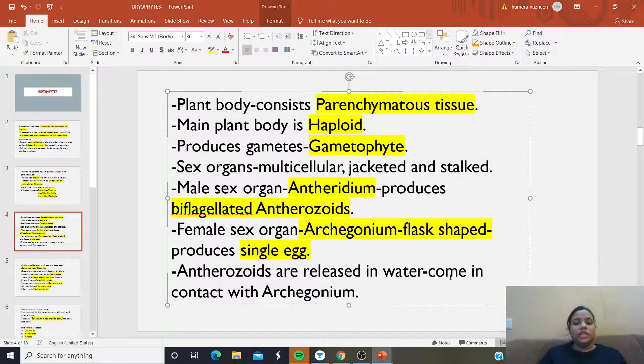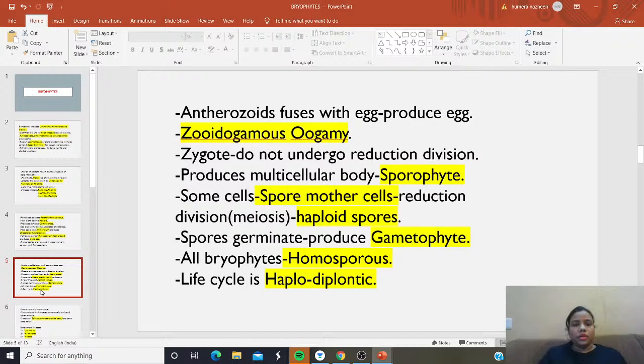Then antherozoids are released in water and come in contact with the archegonium inside the water. Finally, the antherozoid fuses with the single egg produced by the archegonium. And what is the type of reproduction? Zoidogamous oogamy. But the zygote does not undergo reduction division immediately.